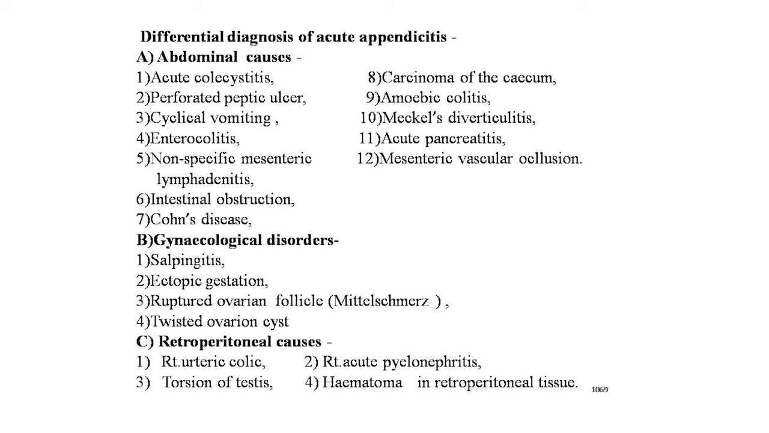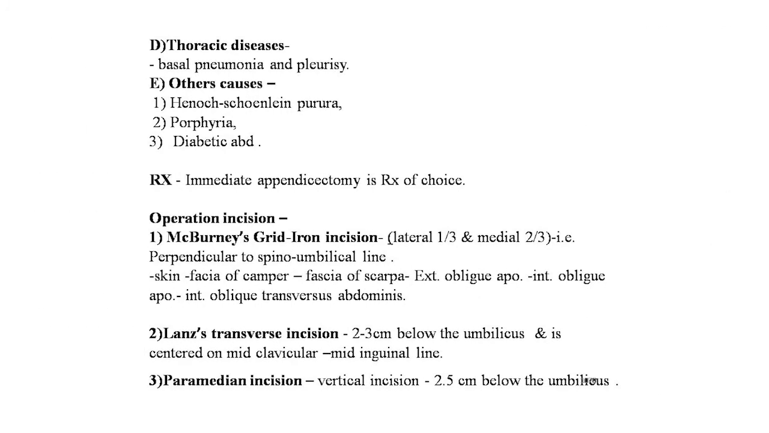Second are the gynecological disorders like salpingitis, ectopic gestation, ruptured ovarian follicle, that is Mittelschmerz, and twisted ovarian cyst. Third are the retroperitoneal causes: right ureteric colic, torsion of the testes, right acute pyelonephritis, hematoma in retroperitoneal tissues. Fourth, thoracic disease: basal pneumonia and pleurisy. Other causes like Henoch-Schönlein purpura, porphyria, and diabetic abdomen.